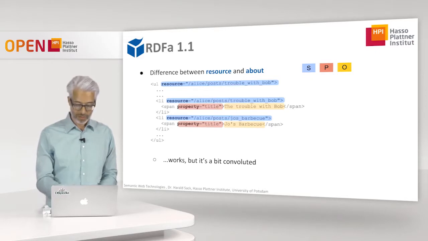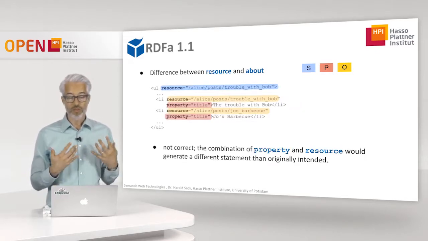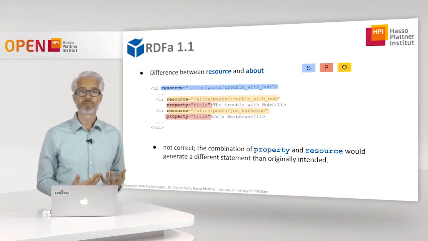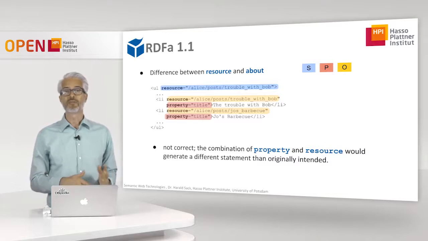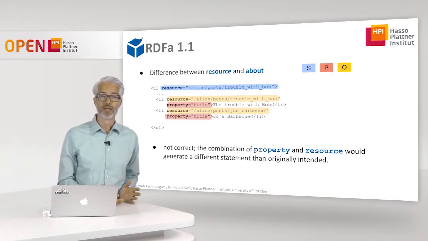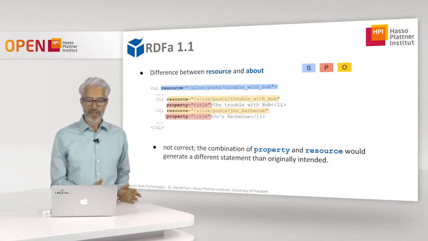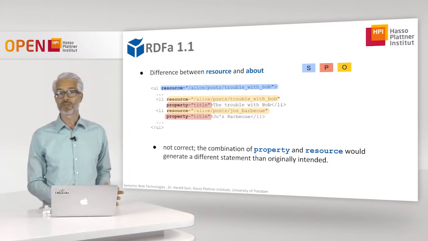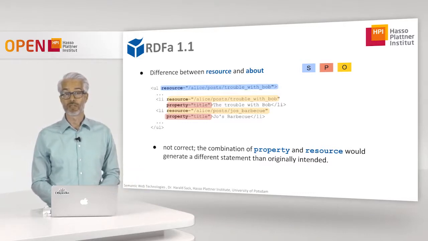The problem is if I now want to make this a little bit shorter by including also the property into the list tag, of course, everything changes the meaning. And then, of course, this does not make sense anymore, because then, of course, the property that I see here always refers to the only subject that is given here within the attribute resource of the unordered list.